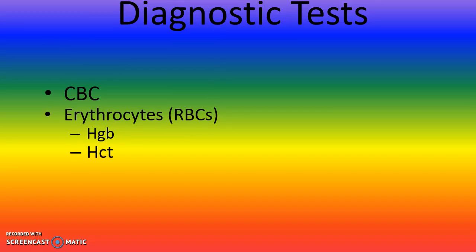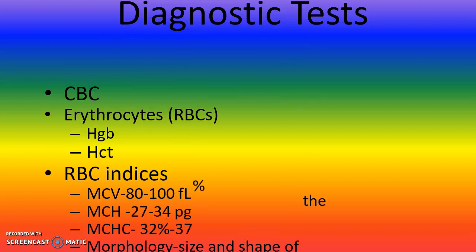When we look at the CBC also, we want to look at the red blood cell count. So we're going to be looking at our hemoglobin and hematocrit. We know that the normals are different for men and women. We know that if we're concentrated or diluted, those are going to be changed too. The other thing we're going to be looking at is RBC indices. Looking at the MCV, or the mean corpuscular volume, this is the size of the red blood cells.